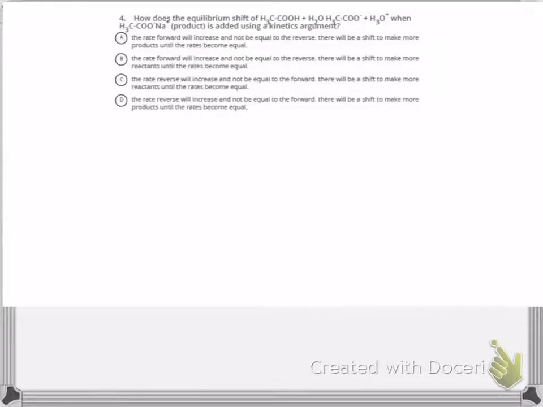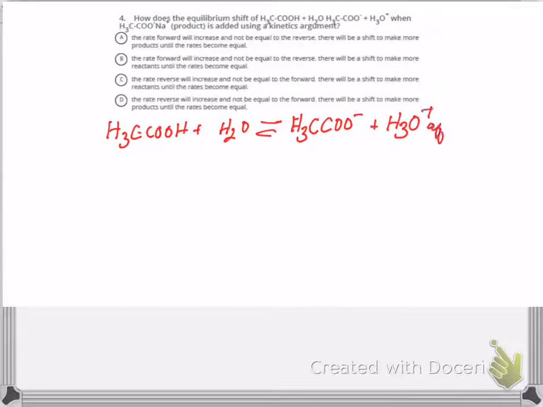Alright, so questions 4 and 5 are about the shifts, making sure you feel comfortable constructing the kinetics argument and the thermodynamic argument. Here we're constructing the kinetic argument. Here we have the acid, acetic acid, and the conjugate base plus H3O+, and we're asked to build the kinetics argument upon the addition of the conjugate base, a product.